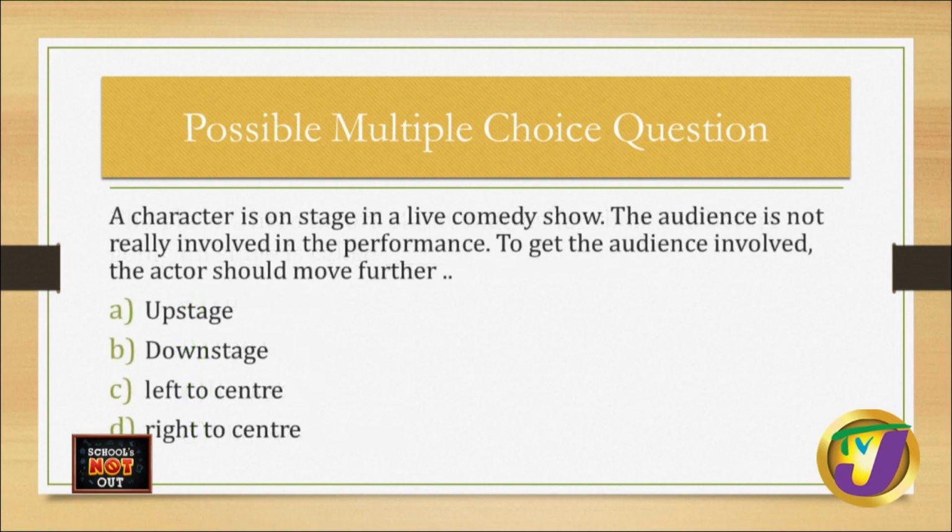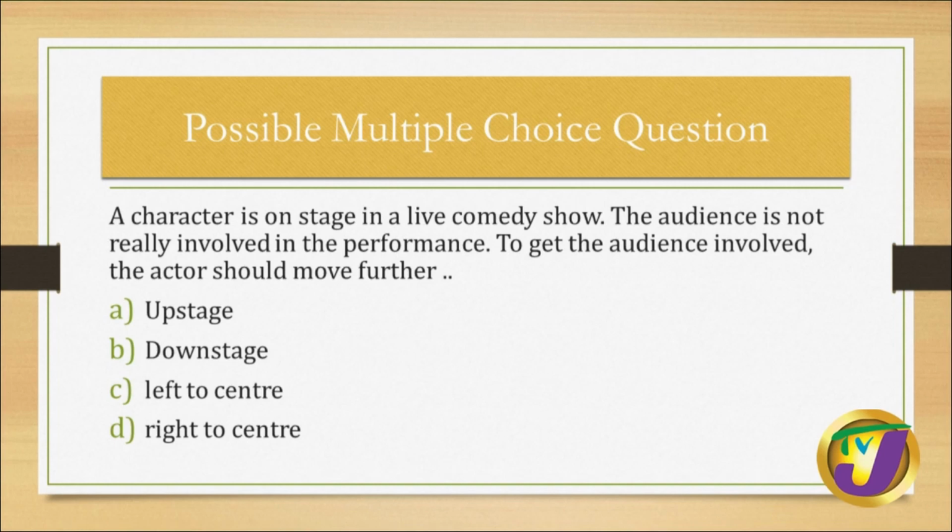Now we have this one. A character is on stage in a live comedy show. The audience is not really involved in the performance. To get the audience involved, the actor should move where? Should move upstage? Because she wants to get the audience involved. Very good. The character should move downstage to get the audience involved. And downstage is where? Yes, the area closest to the audience.